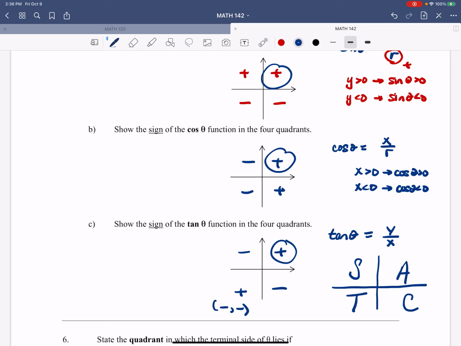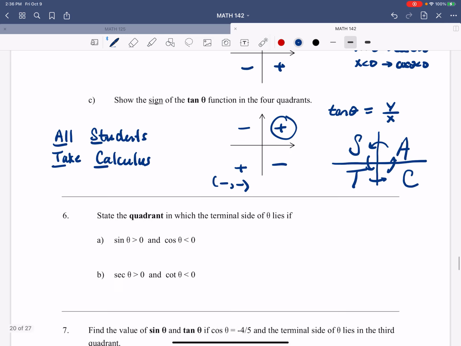Only cosine. So if you think about it going around the circle this way, one mnemonic that seems to work, especially with pre-calculus students, because you're usually heading for calculus, is: all students take calculus. All positive, sine positive, tangent positive, cosine positive. And there we have how to figure out which quadrant we're in with which trig function.